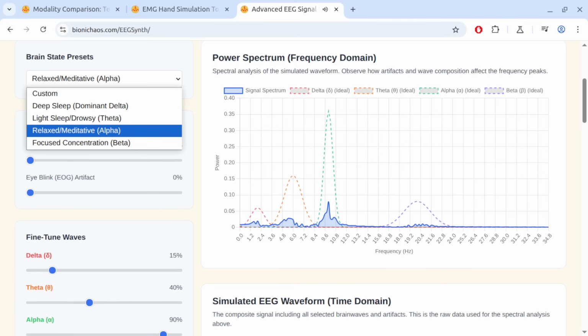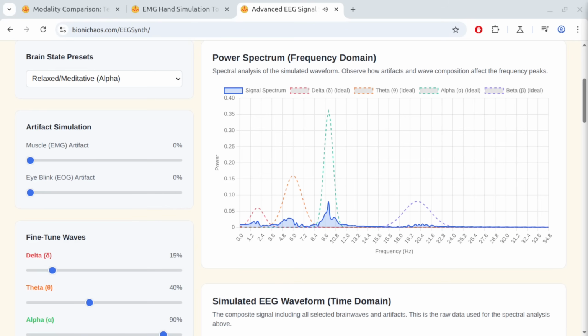It lets us generate a synthetic signal. Synthetic, like artificial? Basically an artificially created waveform, but one that mimics the characteristics of real brain activity. How does it do that? Well, the source explains it lets you combine the fundamental brain waves, delta, theta, alpha, beta, and then, crucially, it lets you add in common types of noise, artifacts, they call them.